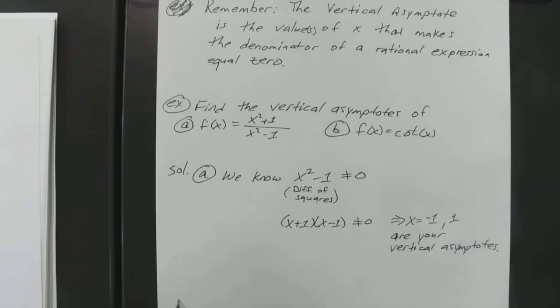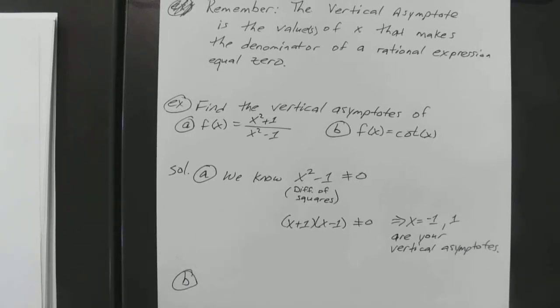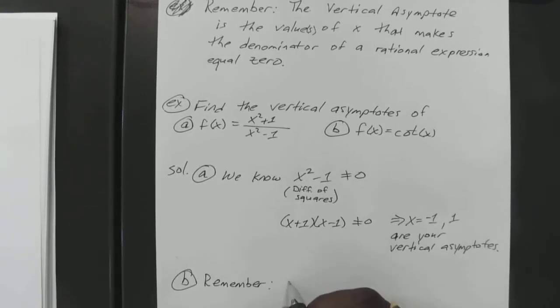Okay. Now for problem B, when you start getting into trig functions, you have to be careful, because sometimes you can have an infinite number of vertical asymptotes. Okay. So for this one, you just want to remember that cotangent of x is equal to cosine of x over sine of x.